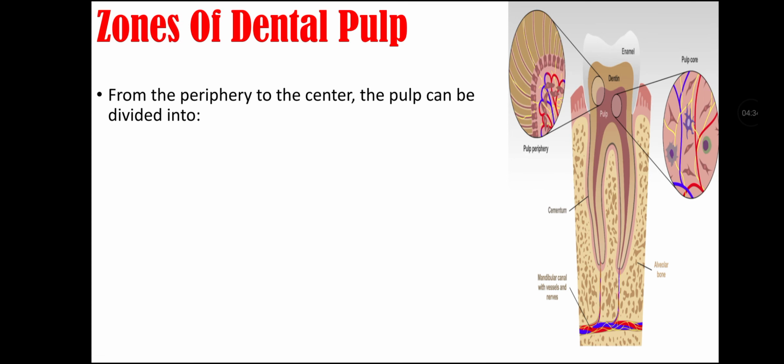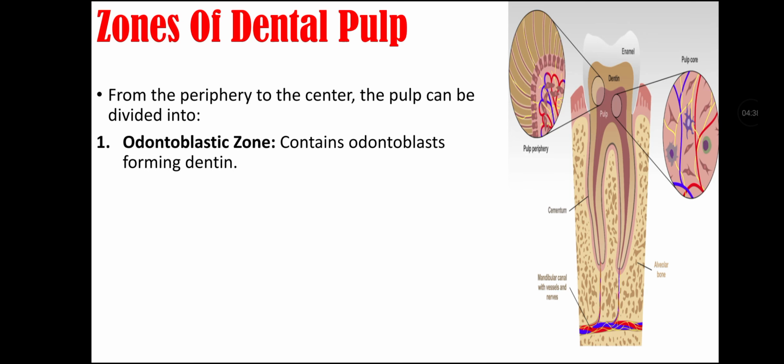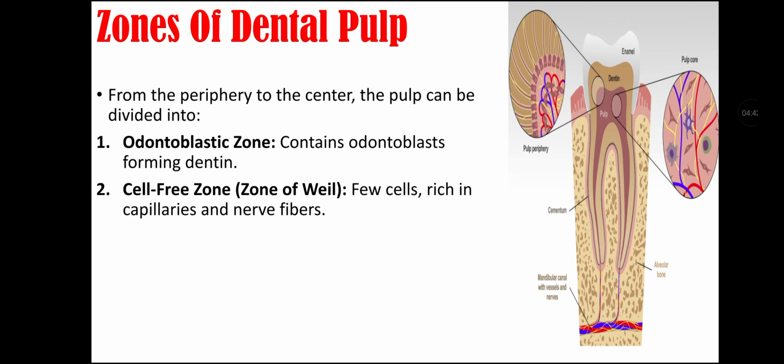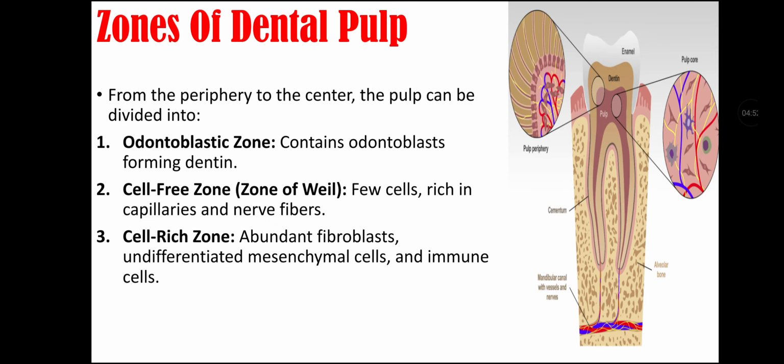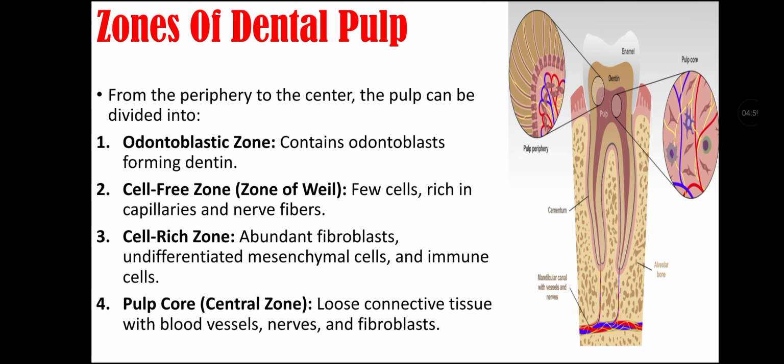Zones of dental pulp. From the periphery to the center, the pulp can be divided into odontoblastic zone that contains odontoblasts forming dentine, cell-free zone that is also called the zone of Weil, and it contains few cells and is rich in capillaries and nerve fibers. Third zone is cell-rich zone that has abundant fibroblasts, undifferentiated mesenchymal cells, and immune cells present there. Fourth zone is pulp core or central zone, and it is the loose connective tissue with blood vessels, nerves, and fibroblasts.